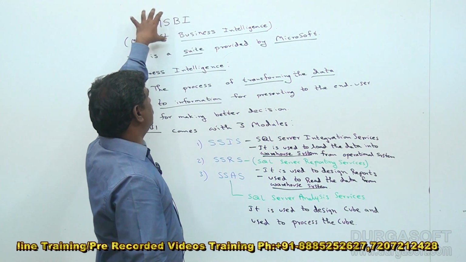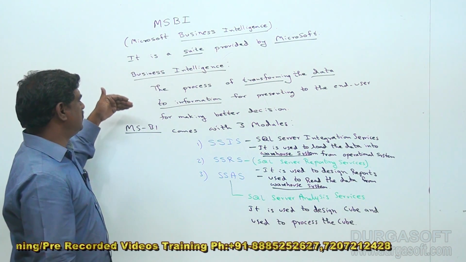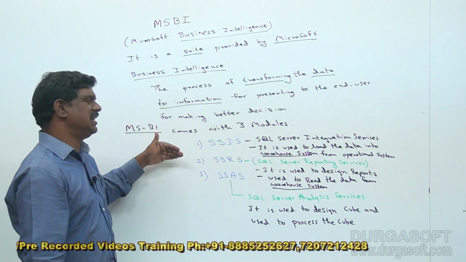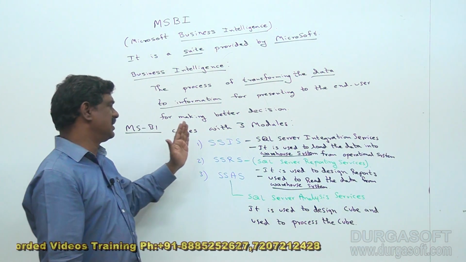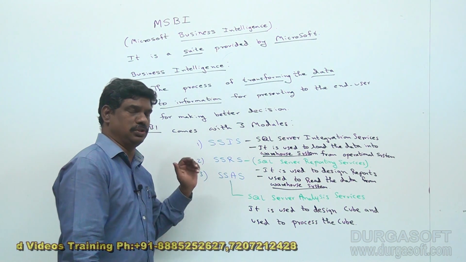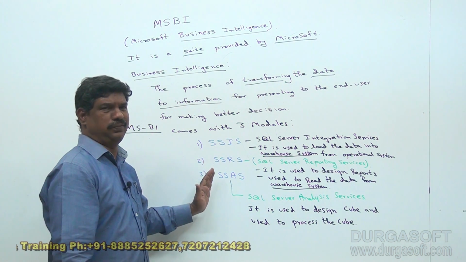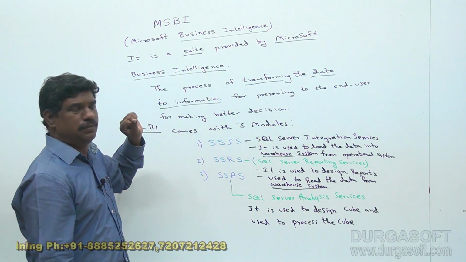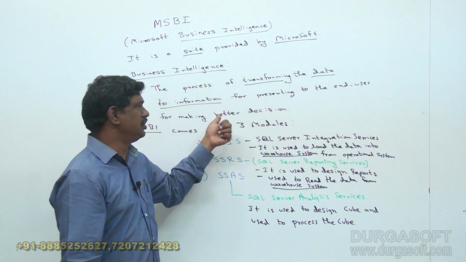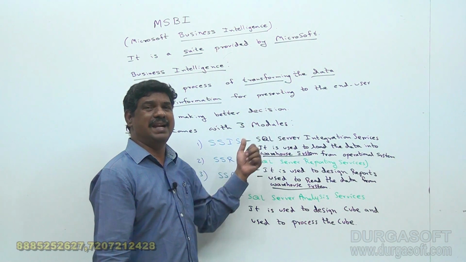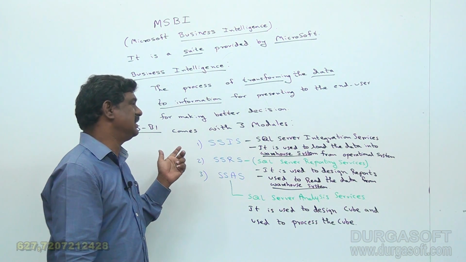So MSBI is a suite provided by the Microsoft organization. This suite consists of three modules: SSIS, SSRS and SSAS. As part of the MSBI course, we will mainly be discussing these three modules. But to work with these three modules, we should first know what business intelligence is. We say the process of transforming data to information and presenting it to the end user for making a better decision is called business intelligence.